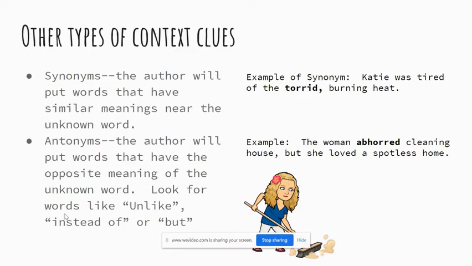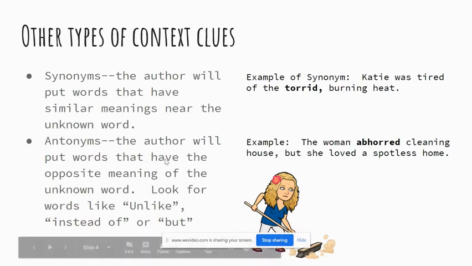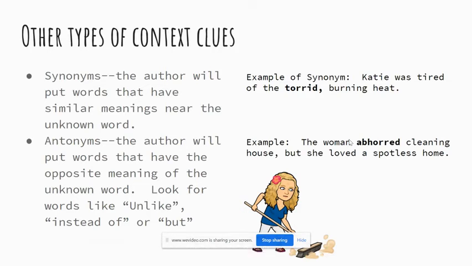That but tells me that I'm looking for something that's opposite. And if I know she loves a spotless house, then she must hate cleaning because we know there's an opposite word here. The woman abhorred cleaning house. So let's see if that makes sense. The woman hated cleaning house, but she loved a spotless home. That makes sense. Okay?